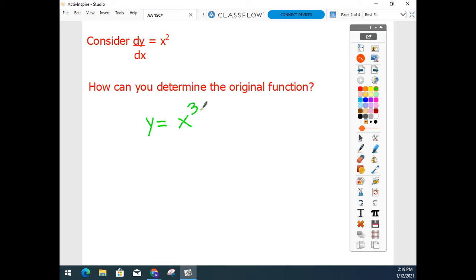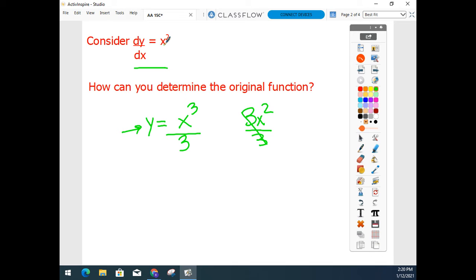Now, if we were to take the derivative of x to the third, do we get x squared? Well, we drop this would be 3x squared. Notice this derivative up here doesn't have that 3. So what would I do to x to the third, that if I wanted to cancel that 3 out? Does it make sense? I would just divide out that 3, because if I bring the 3 down, I get 3x squared over 3, and the 3's cancel, leaving me with x squared.